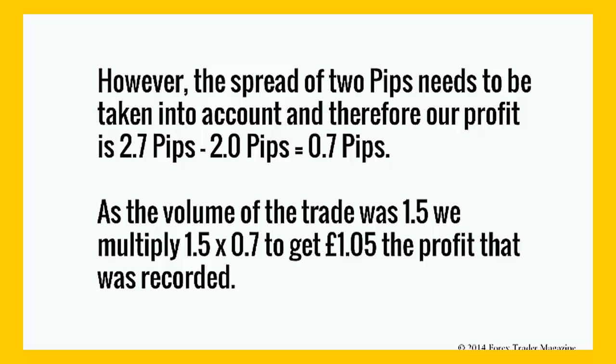As the volume of that trade was 1.5, we can multiply 1.5 times 0.7 to get the profit of £1.05. And that's the profit that would show in the amount on your trading screen. So you may have made 2.7 pips of profit, but by the time you take into account the spread, that comes down to 0.7. Thankfully, it's the same whatever the gain is. So if we'd made a gain of 100 pips, then we'd actually be looking at a value of 98 pips as far as the profit was concerned. So for the larger trades, the spread becomes less significant.